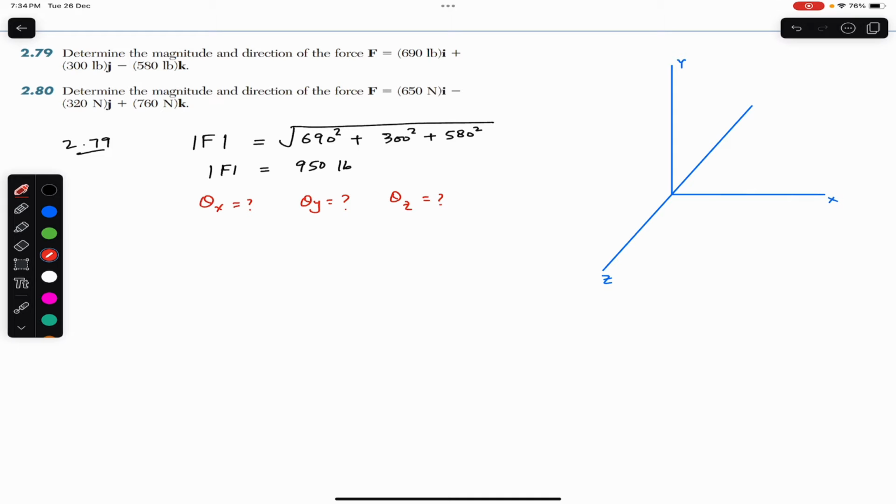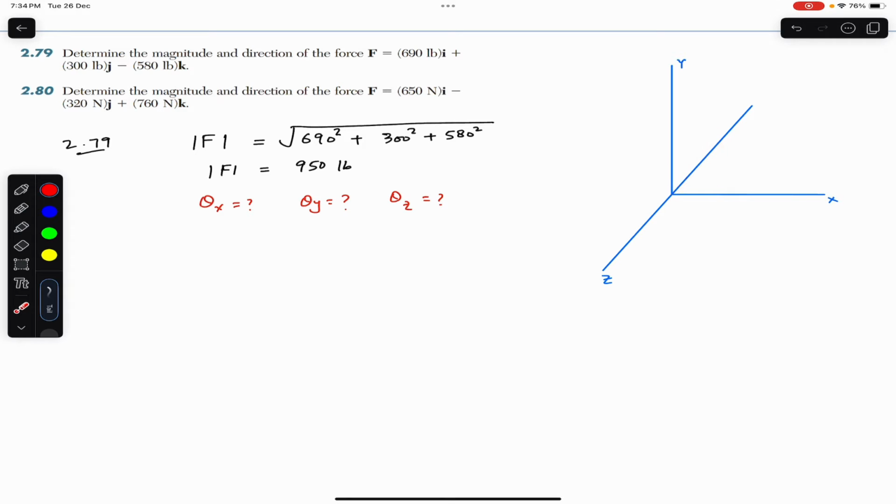So now if I draw these components, the x component of force F is 690 pounds, and that is acting in the positive i direction. So this is plus 690 i. So that 690 pound component Fx will be acting in the positive x. Then we have 300 in the positive j, so that is 300 in the positive j, and then we have 580 in the negative z. So this is our negative z.